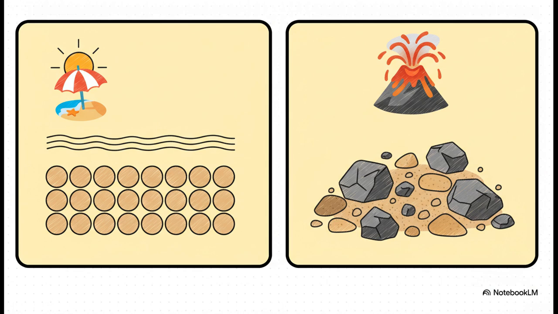Well-sorted sediment, with all those uniform grains, that points to a really stable environment. Like a beach, where waves have been washing back and forth for thousands of years, just sifting and sorting the sand. But poorly sorted sediment? Whoa, that's the signature of something sudden and violent, like a debris flow tearing down a mountain or a glacier just dumping its entire load of rocks, sand, and mud all at once.